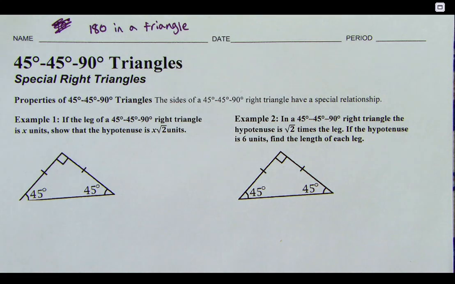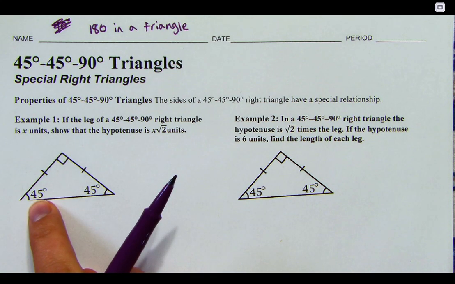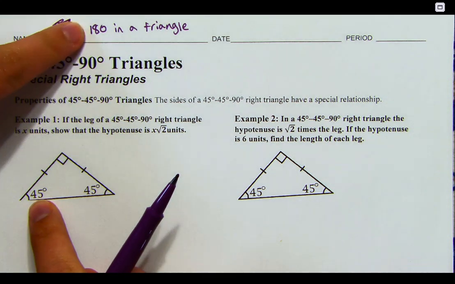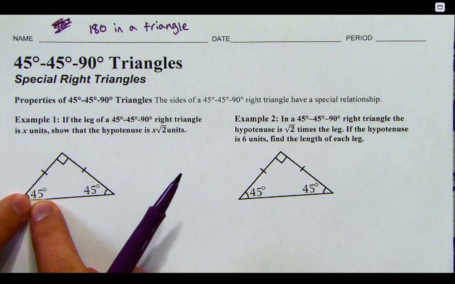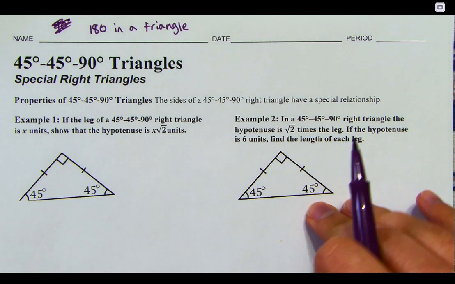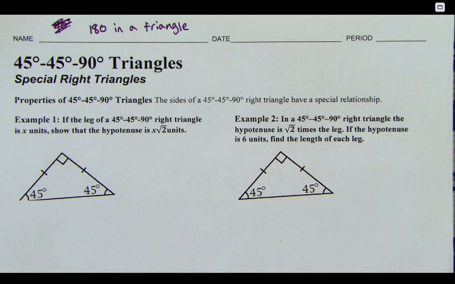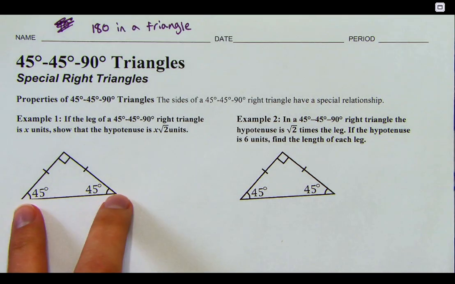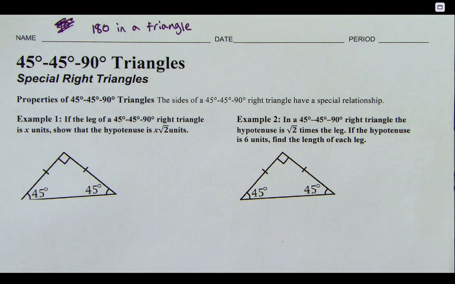If we know that one angle is 45, we're just taking 180 minus our 90 degrees minus our 45 to get our missing degree. That's how we know what type of triangle we're dealing with. Now, what's special about a 45, 45, 90 is that two of the angles and two of the sides are going to be congruent to each other.